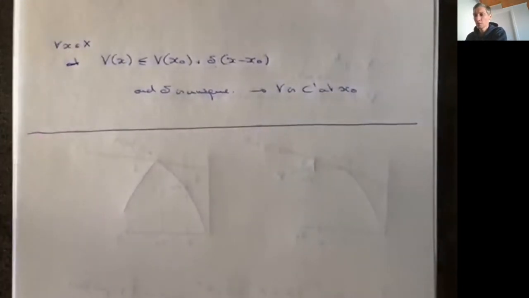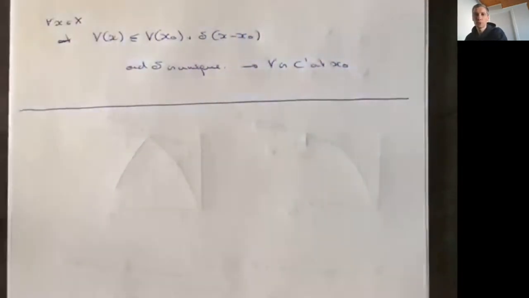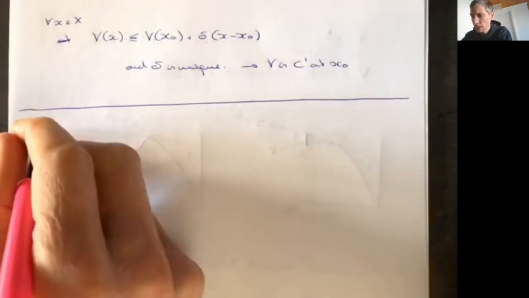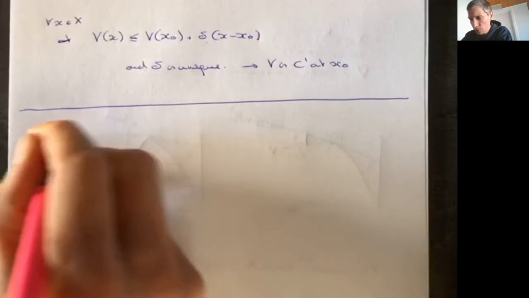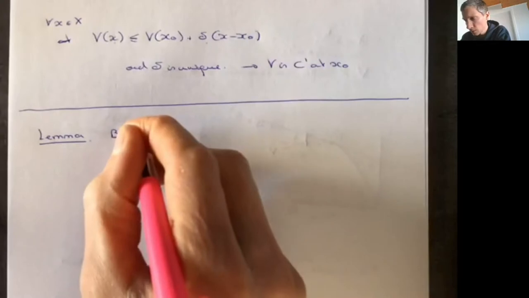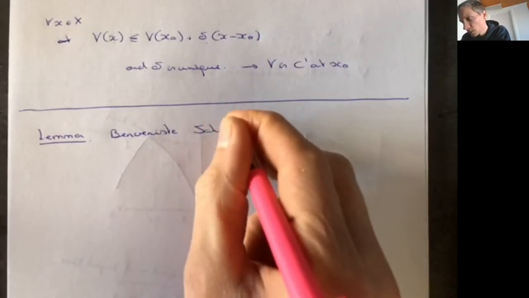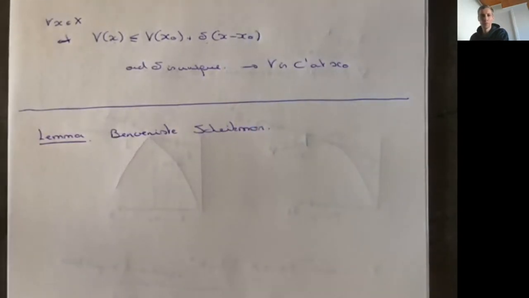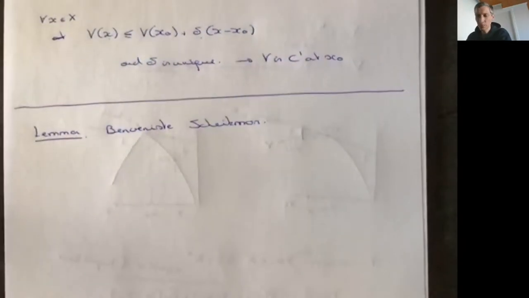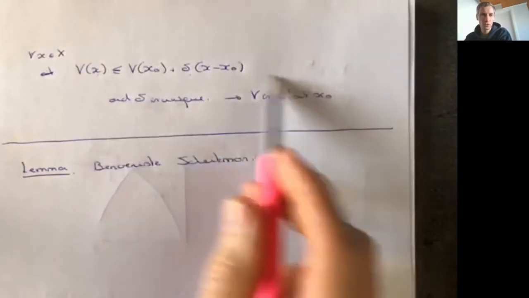Okay, so these are some ingredients that we need in order to progress on the main question of today. We're going to do this by giving a lemma, and this is called the Benveniste-Scheinkman lemma. I hope I write their names correctly. And it's actually quite an easy consequence of what we have said before.